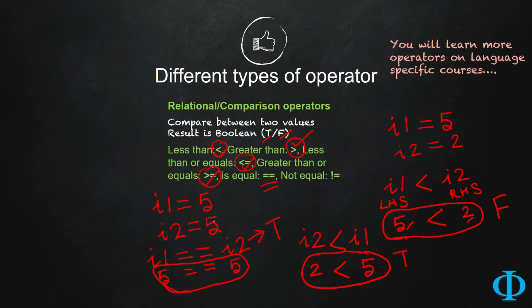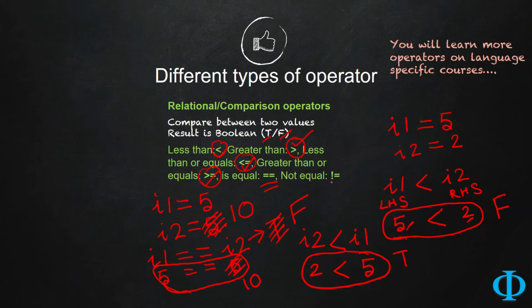Now, if the value of I2 is changed from 5 to 10, what will that do? This time it will check whether 5 equals 10 or not. And this time 5 is actually not equal to 10. So instead of true, it will return false. So this is all about the is equal operator, this comparison operator.